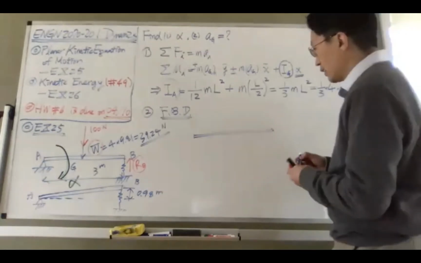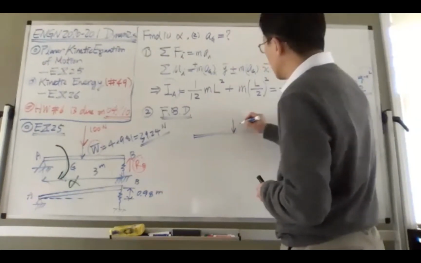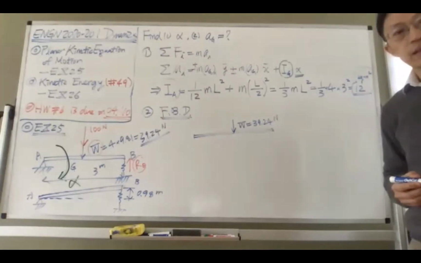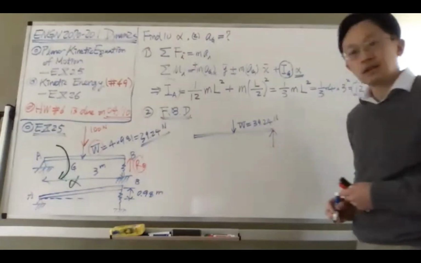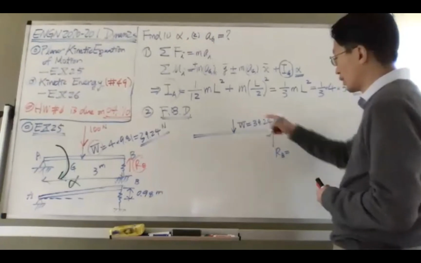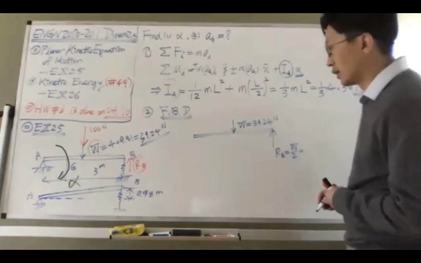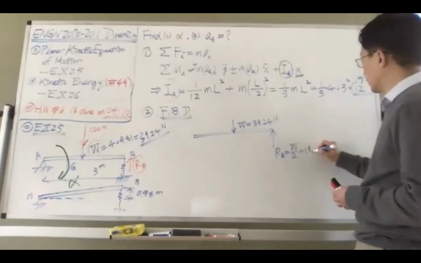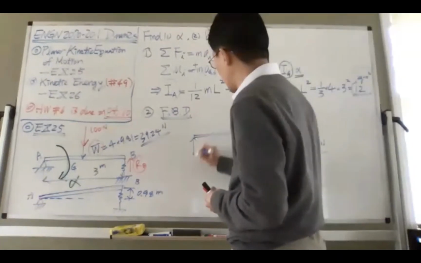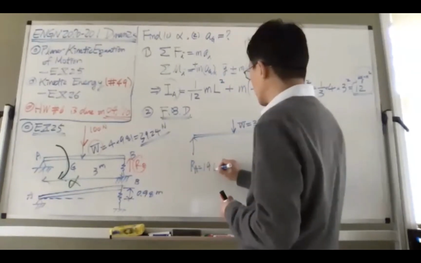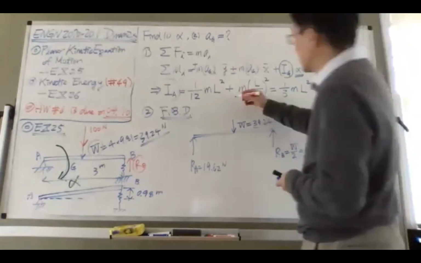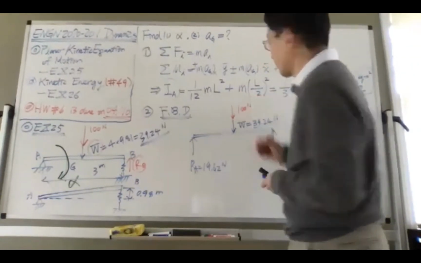First of all, you have the weight, which is 39.24 newtons. In response to the application of this weight, you have the reaction RB, which is 1/2 of this weight, and that is 19.62 newtons. At the same time, you also have RA to be the same, which is also 19.62 newtons, correct? And we also have this 100 Newton force acting here.